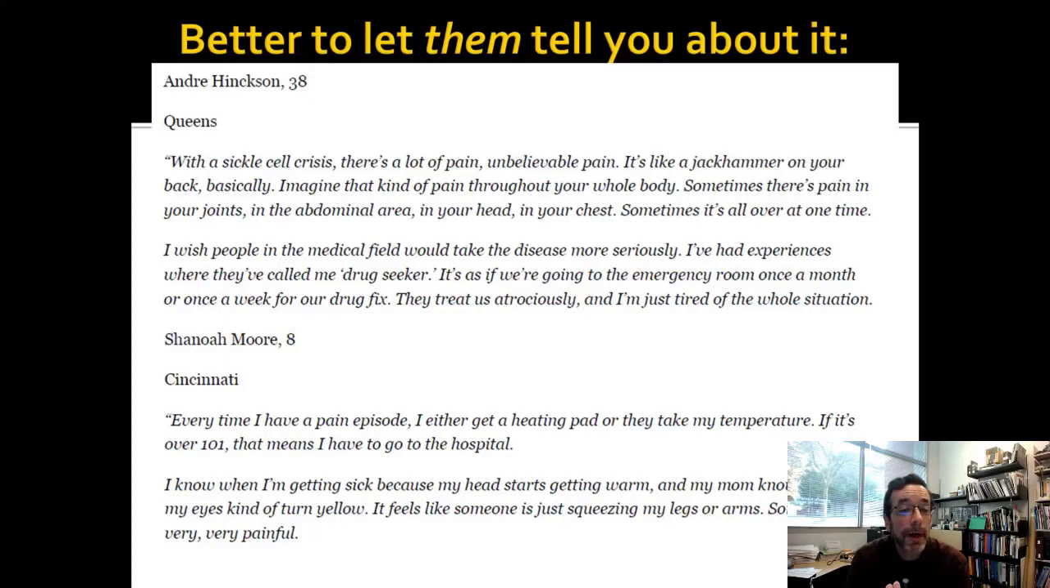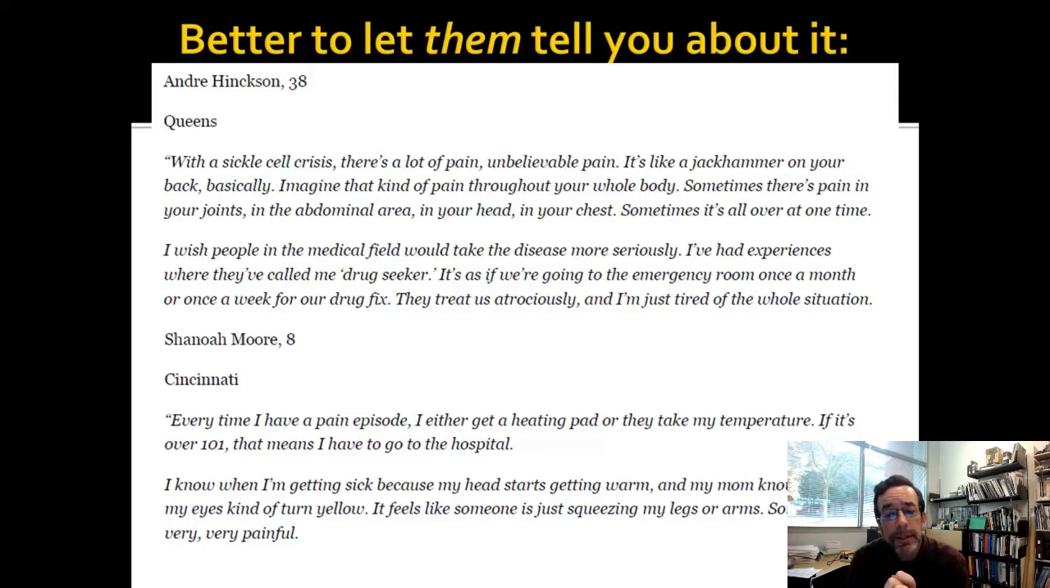SCA patients often get called drug seekers because they're asking for pain meds. But my important point is to realize you should believe them. They need the meds in this case. There's an 8-year-old that talks about how they often get fevers. That's one of the responses of the body to this sickle cell attack or crisis.